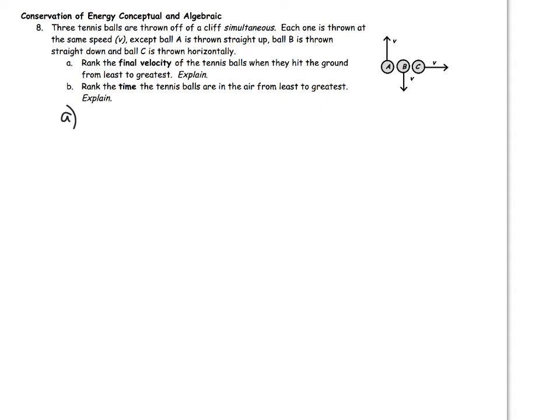Here we have a conceptual question about conservation of energy. And so we have a situation where there's 3 tennis balls, all thrown off of a cliff at the same time. Each one's thrown with the same speed, but they're thrown in different directions. And so we first want to rank the final velocity of the tennis balls when they hit the ground from least to greatest and explain our answer.